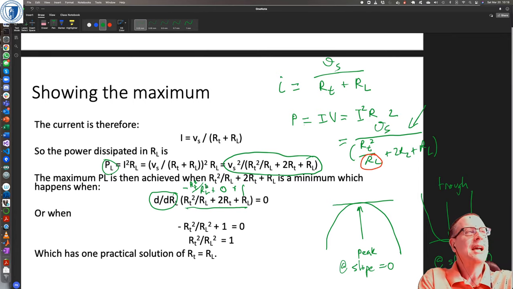What that means for the cable TV company is when they build their set-top boxes, they have to make sure that the input impedance of their set-top boxes is 50 ohms, if that's the impedance of the coaxial cable that they're using. Okay, any questions about that?